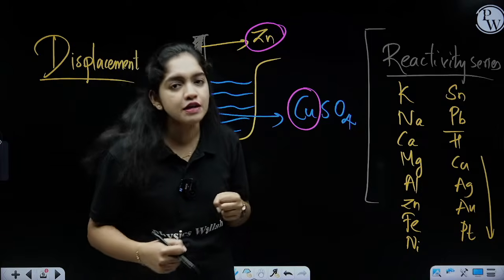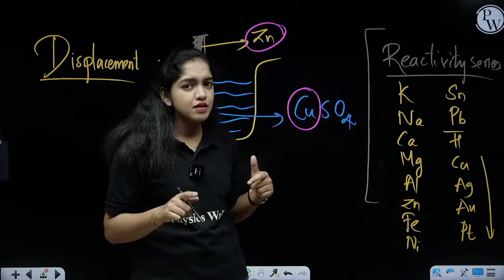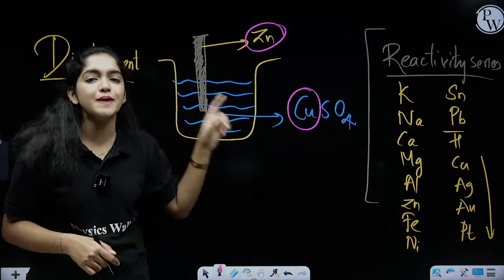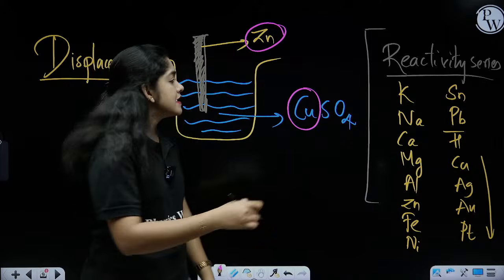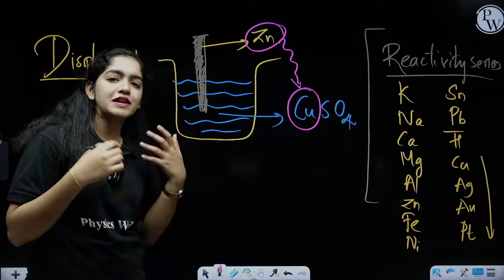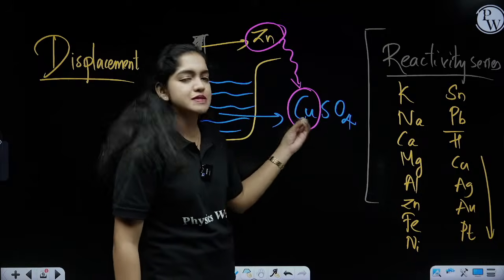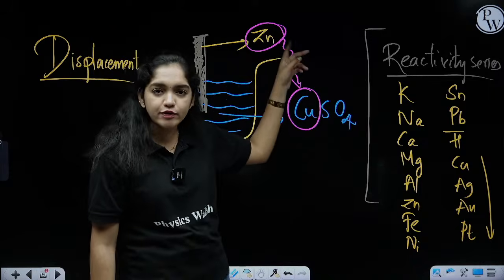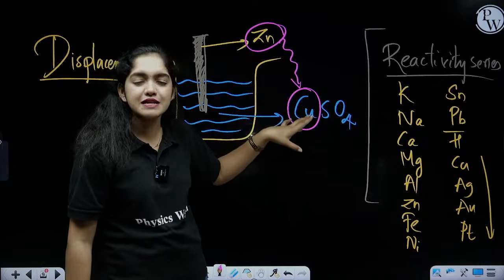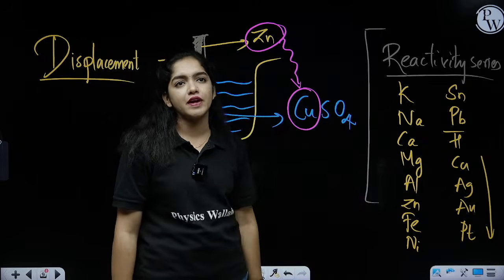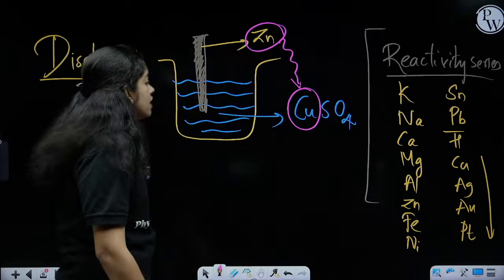So, what will zinc do? Will zinc leave the copper? No. Zinc will remove the copper from its position, it displaces or substitutes it. That means the zinc will come and sit in the place of copper. Copper will go from its place and leave its position. So that is known as the displacement reaction. The highly reactive metal displaces the less reactive metal from its solution. What is the solution here? Copper sulfate.